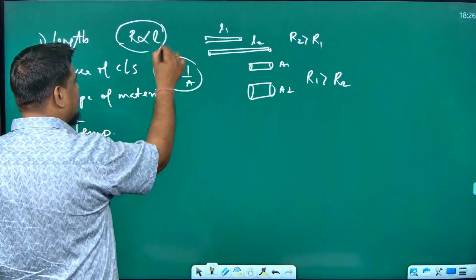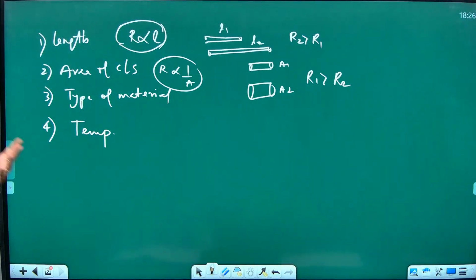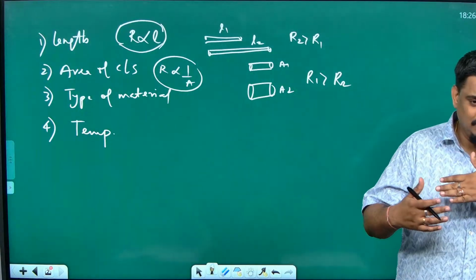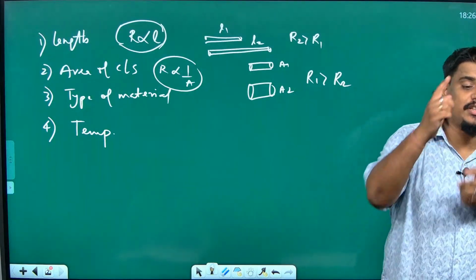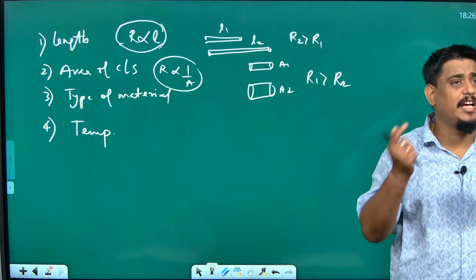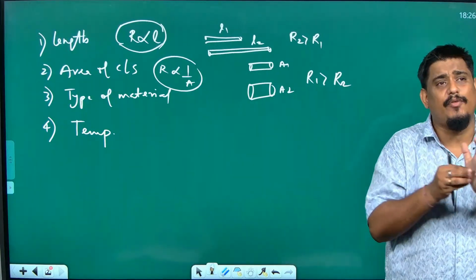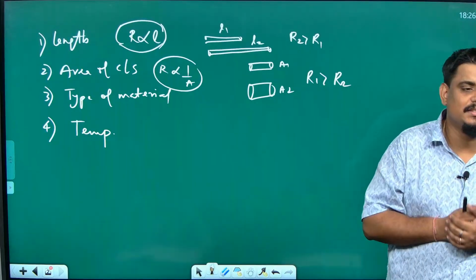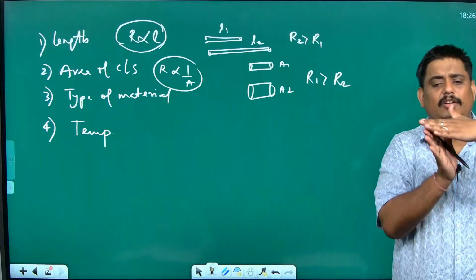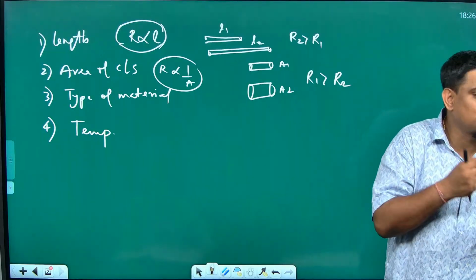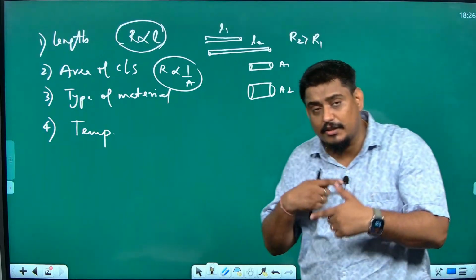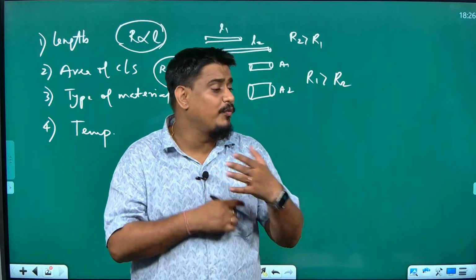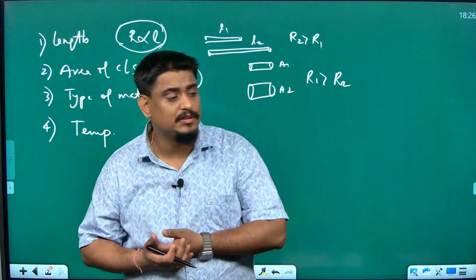How to understand this? Same concept. If it is having more cross section, it has more space. If it has more space, electrons can move freely. If electrons can move freely, the chance of electrons colliding will reduce. It means it will have less resistance. But if you have a thinner cross section, less space for the electrons to move, it means they will collide more frequently. If they collide more frequently, it has more resistance.